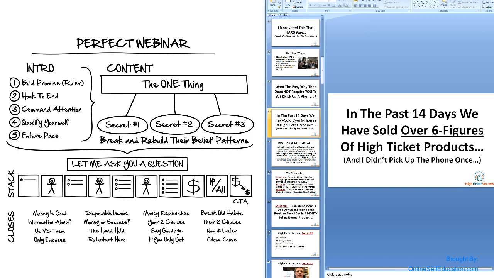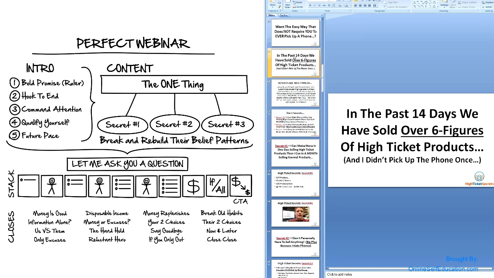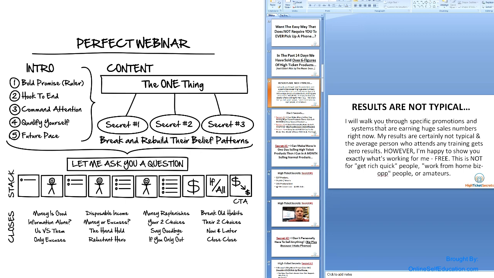And then I kind of go back. Again, the script is a framework, and I add things in between that I just want to. So this one I just bragged a little bit. For the last 14 days, I did over 6 figures in high ticket products. I didn't pick up the phone. And then I like throwing in some kind of FTC disclaimer, like results are not typical, this is not going to work for everyone.